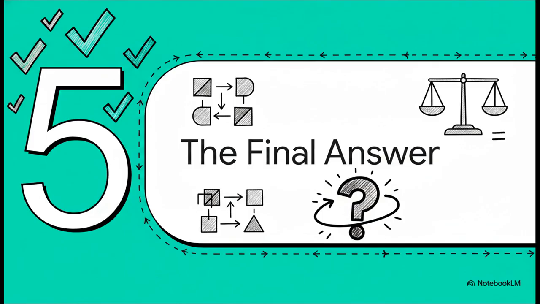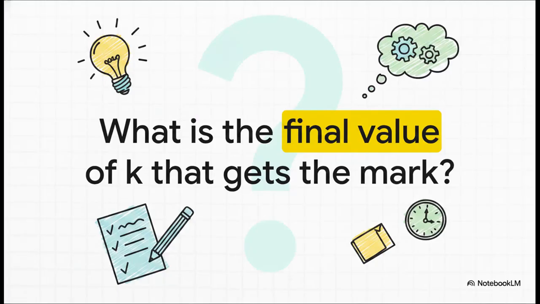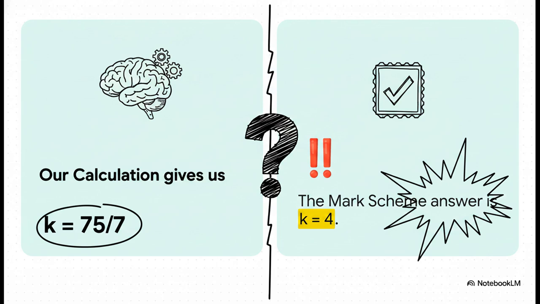So, we have shown our working. We've followed the process marks perfectly, we've even used 2 different methods and got the exact same result. So what is that final 5th mark actually awarded for? Take a second to think about it. Based on all our step-by-step logical working, what should that final answer for K be? And here it is, the big twist. Our meticulous working, following the first 4 process marks exactly as written, leads us to K equals 75/7.